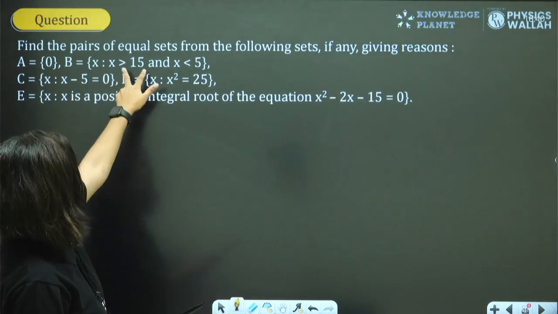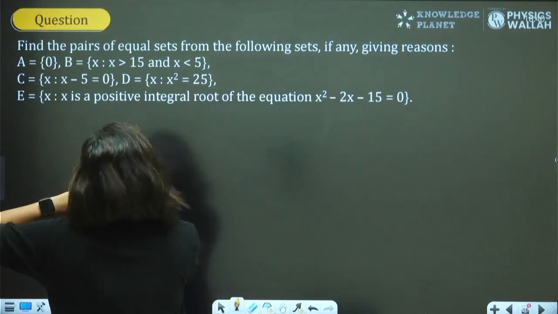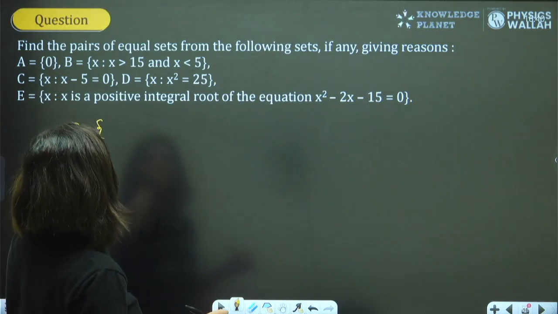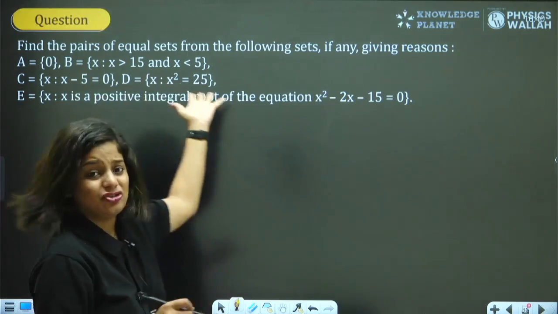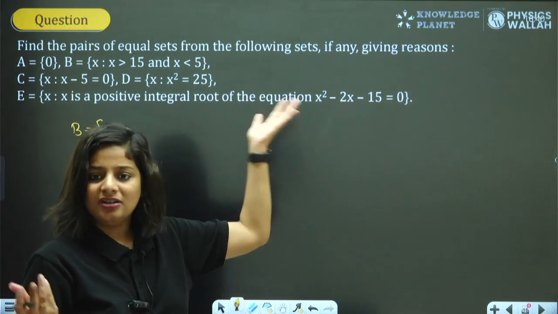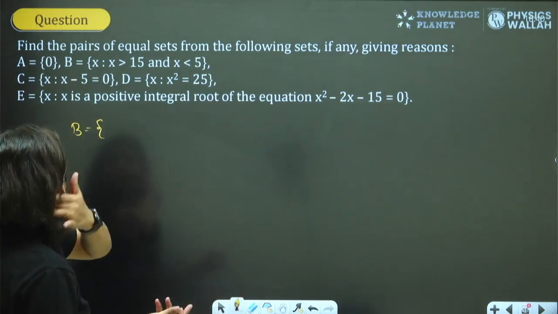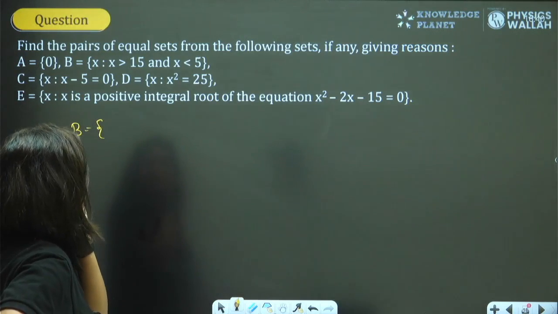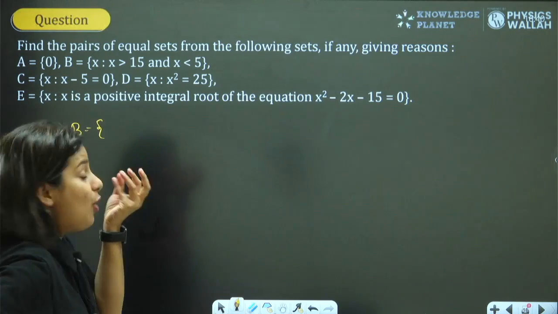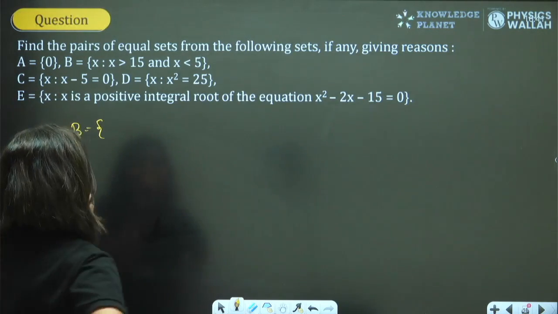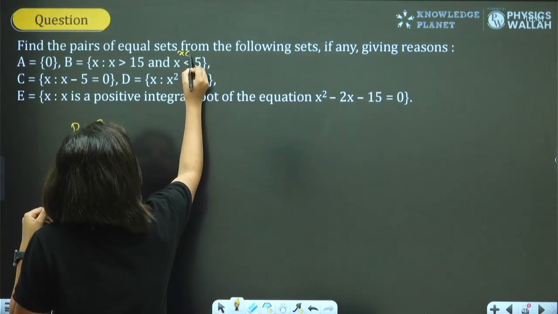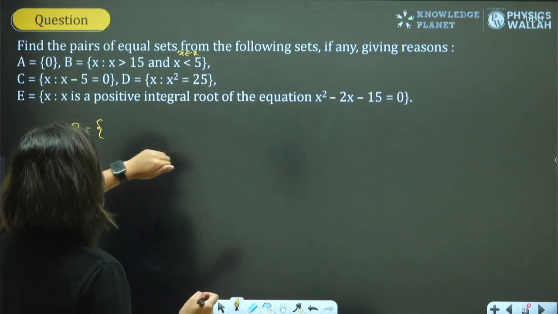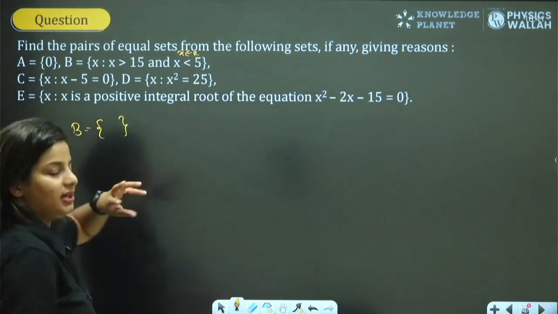B is x greater than 15 and less than 5. So what will the B set include? They have not mentioned what x is. X is natural number, whole number, odd numbers, even numbers, integers, what? Or x is real number, they should have mentioned, right? Let's assume here x is real number. And then all the numbers which are less than 5 and greater than 15, anyways, it's going to be empty.